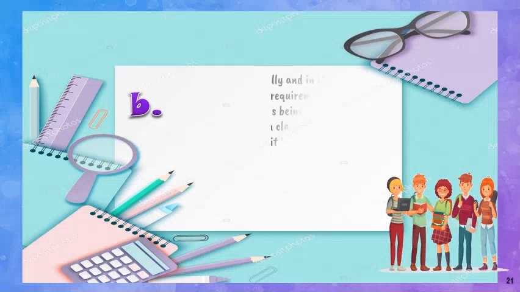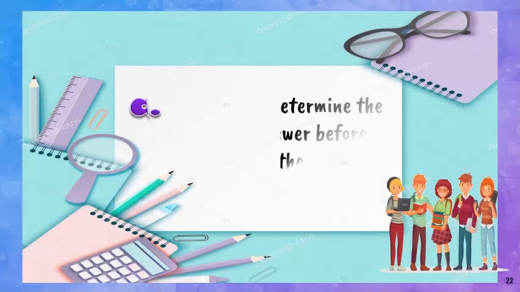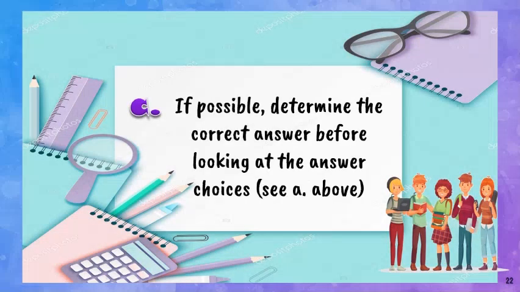B. Read the question carefully and in its entirety to determine the precise requirement. Do not assume you know what is being asked based on prior experience in class or with the homework. You may find it helpful to underline or circle important information as you read, such as dates, time periods, etc. This will also help you to ignore extraneous information. Be especially careful when the requirement is an exception, for example, which of the following is not? C. If possible, determine the correct answer before looking at the answer choices.